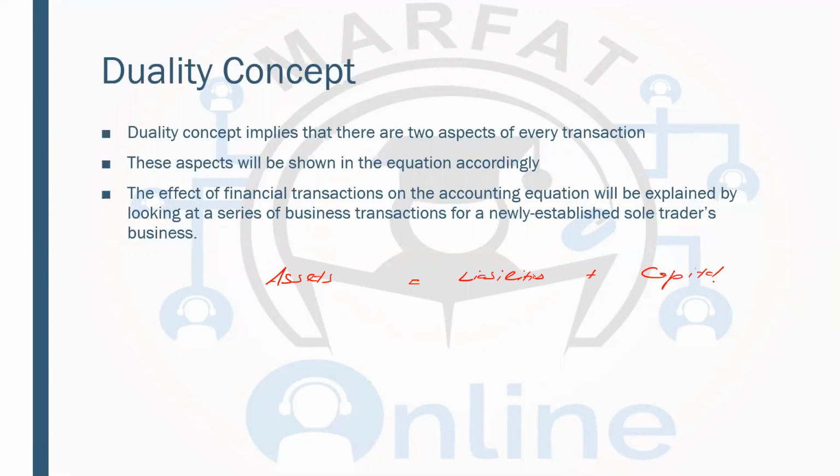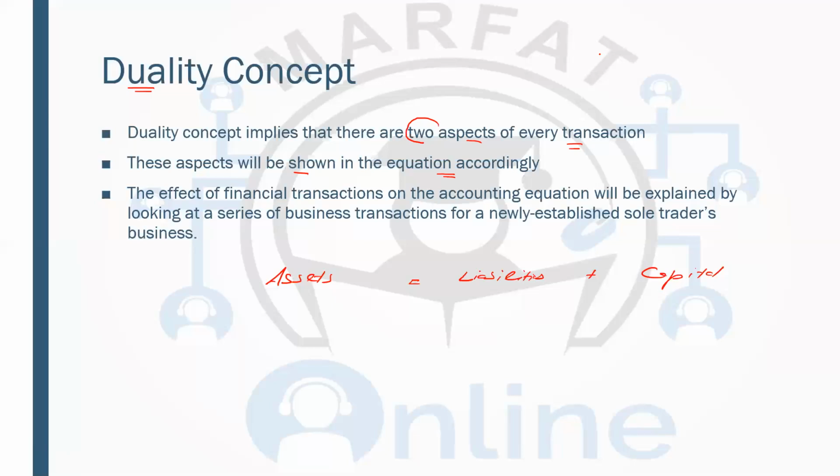So the duality concept implies that there are two aspects of every transaction. Duality means two. There are two aspects of every transaction, and these aspects will be shown in the equation accordingly. In the next slides, we'll be looking at examples and then placing those transactions in the accounting equation, and they will be having two impacts.